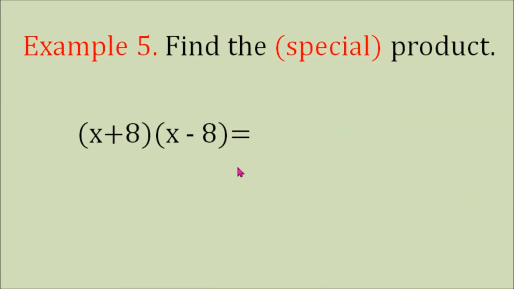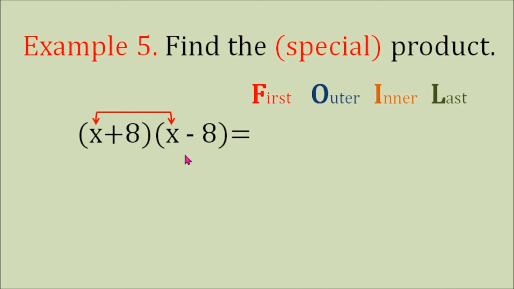Example number 5. Find the product of the quantity x plus 8 times the quantity x minus 8. We call it a special product actually because it's the product of the sum and difference of two terms. Now we are going to use the FOIL method again. So product of the first terms, that's x times x, that's x squared.